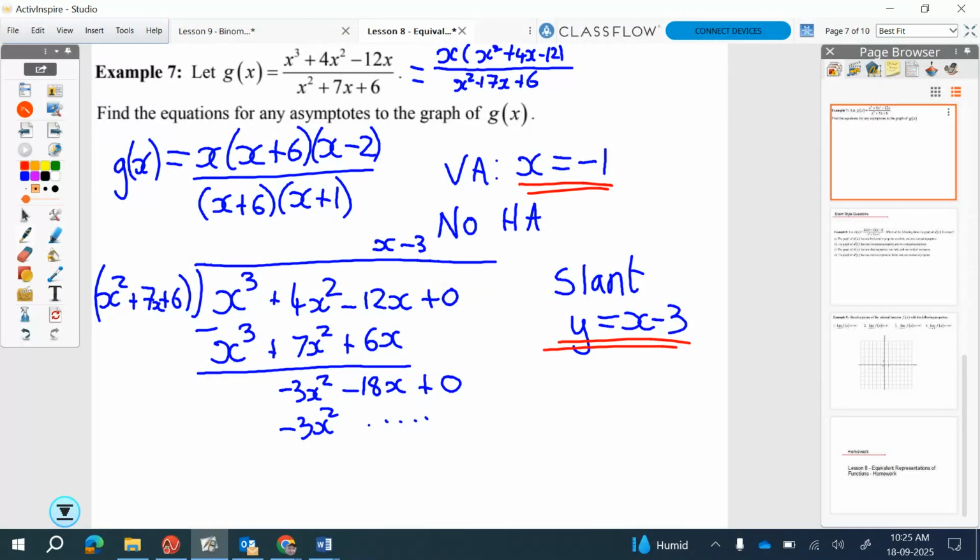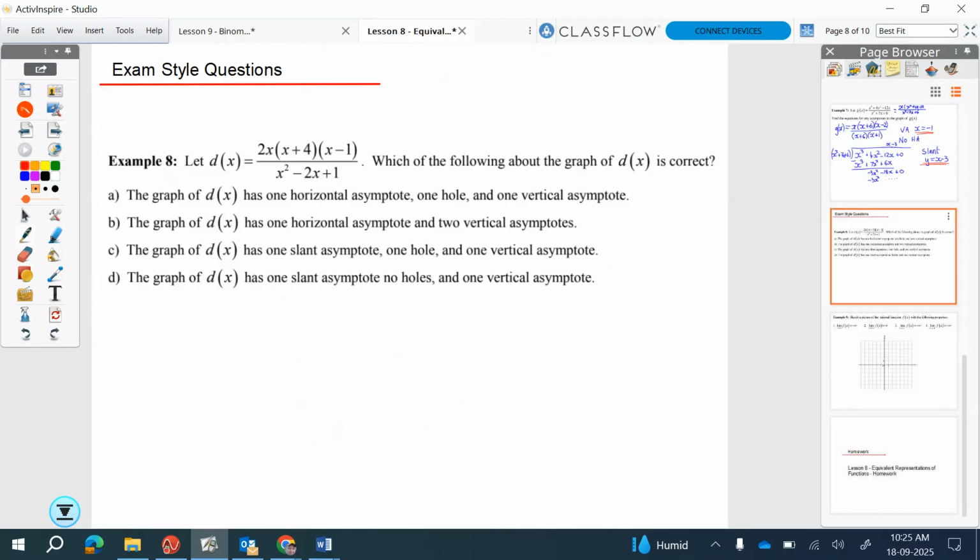Let's have a go at 2 past paper style questions. Past paper style questions now. Alright, take a couple of minutes to have a go at this question. I'll pause the video here at this point. Work it out with the person next to you.